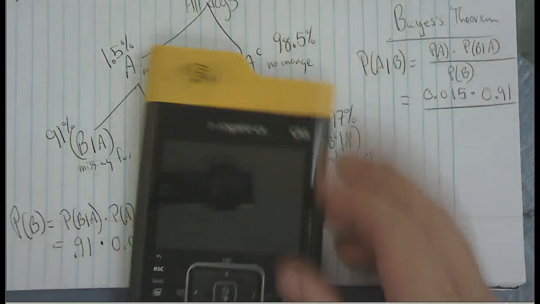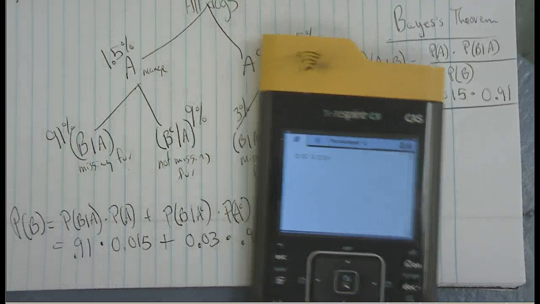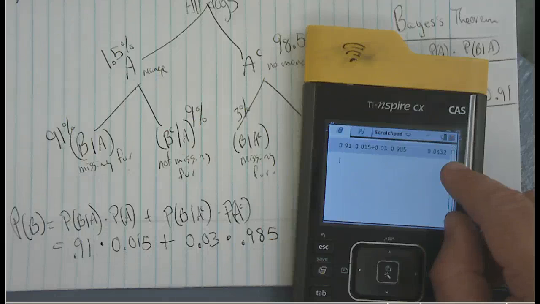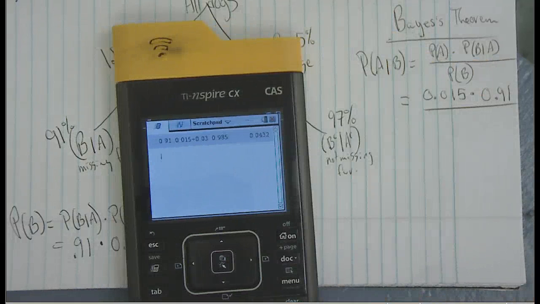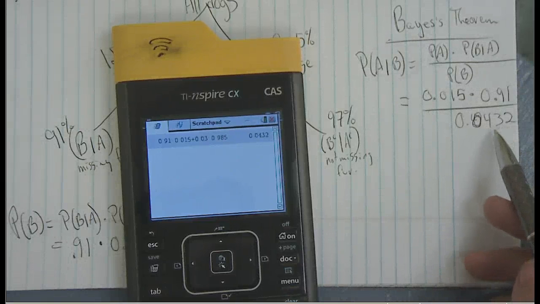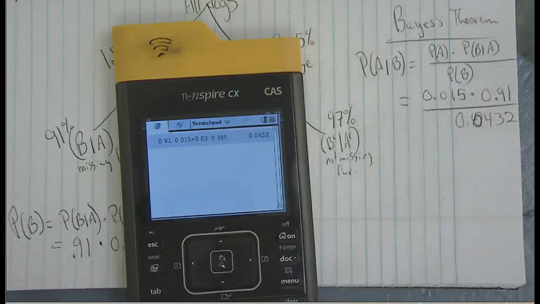So let's do that on the calculator. It is 0.91 times 0.015 plus 0.03 times, oops, not 98.5, 0.985, and we hit enter, and there's our number, 0.0432. So now we can put that down here, 0.0432. This is just the probability that a dog is missing fur. The probability of B is that 4% of all dogs are missing fur.